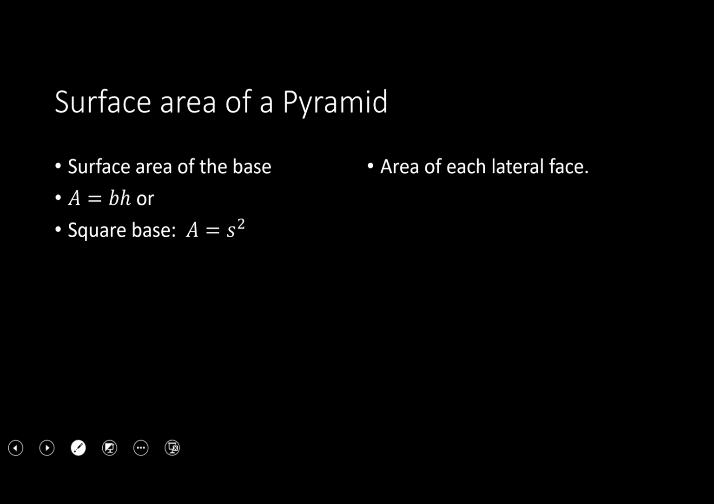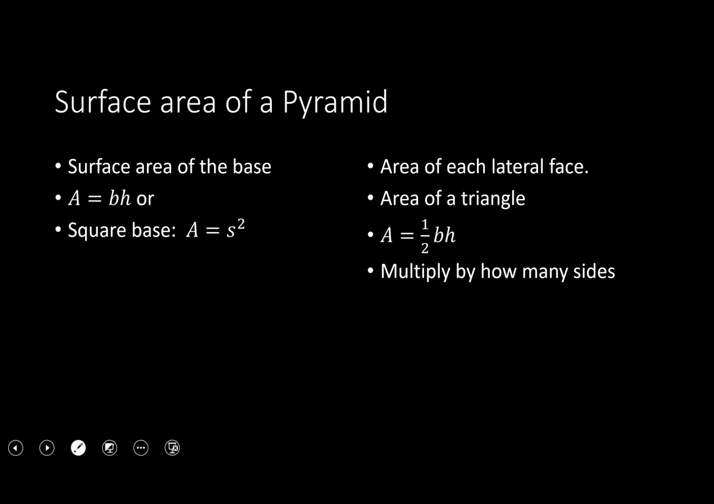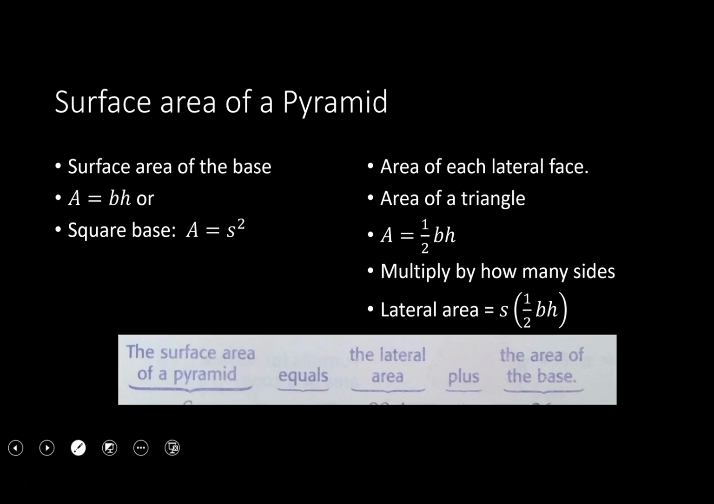Then you're going to take the area of each lateral face, which is the area of a triangle, which you guys already know. So area is 1/2 base times height. You're going to multiply by however many sides there are. So it would end up looking like the lateral area is sides times 1/2 base times height. We can then put this all together. The surface area of the pyramid equals the lateral area plus the area of the base. So surface area equals base squared, plus sides times 1/2 base times height. That would do the whole thing.